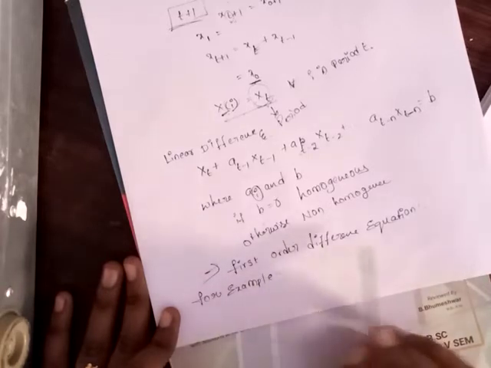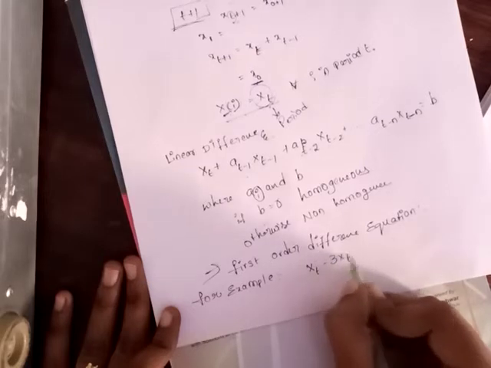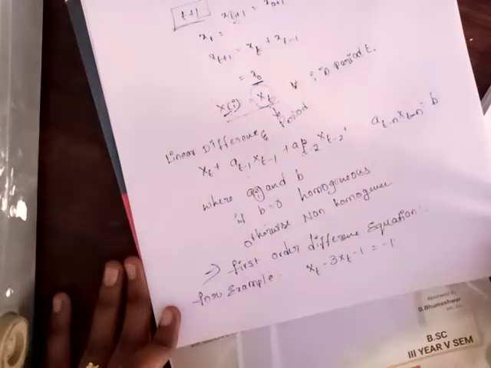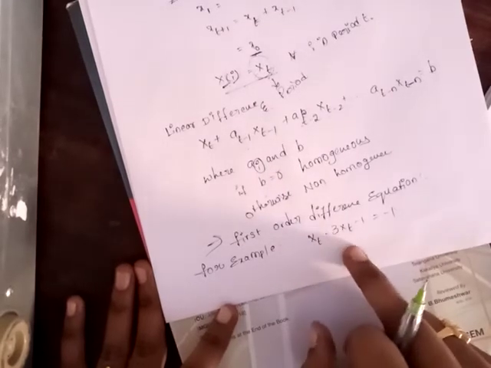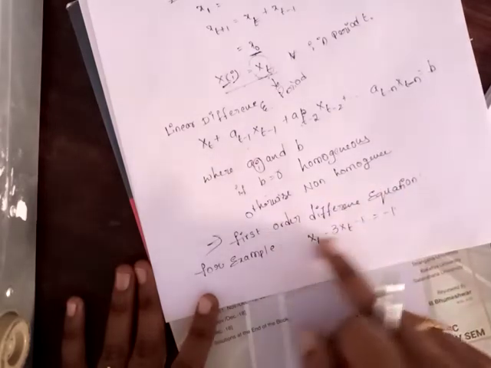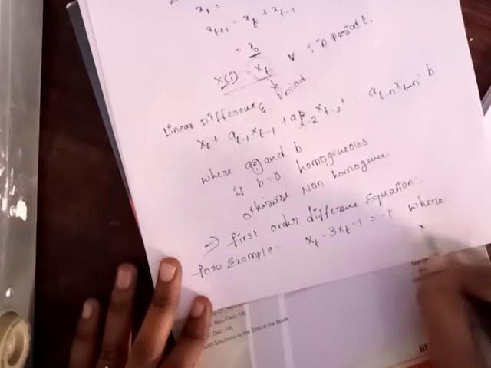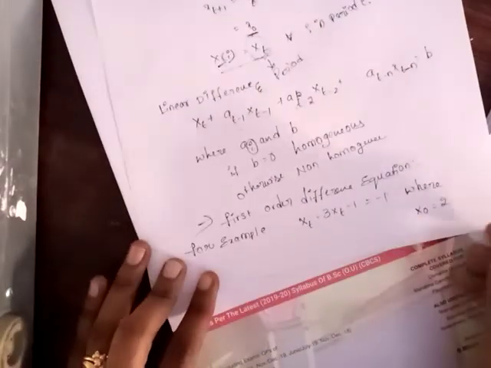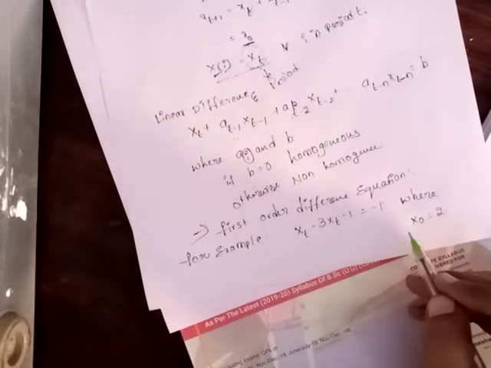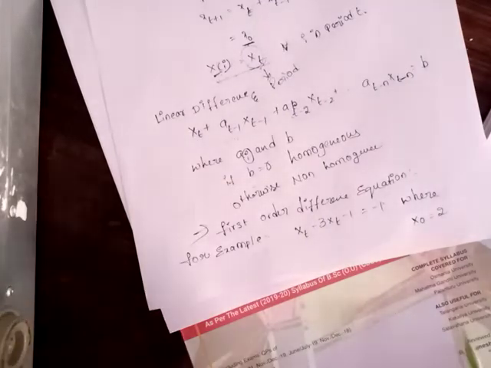For example, consider the first order difference equation x_t minus 3x_{t-1} is equal to minus 1. Okay, x_t minus 3x_{t-1} is equal to minus 1. This is the first order difference equation where x_0 is equal to 2. Using the difference equation, we can generate successively the terms of the corresponding sequence, and successively we have to find out up to n values.